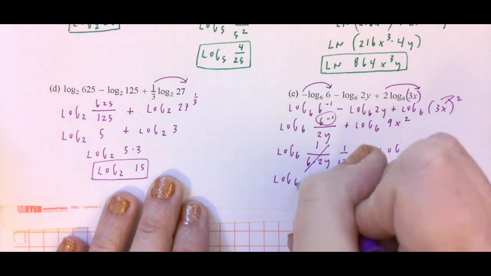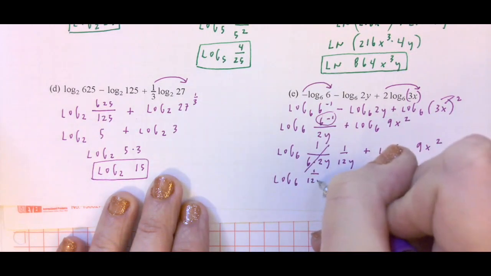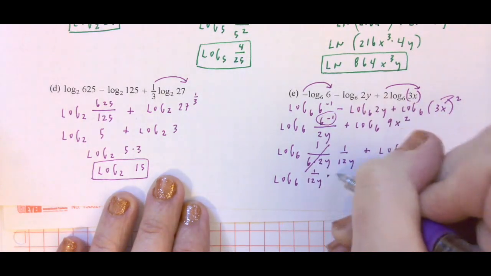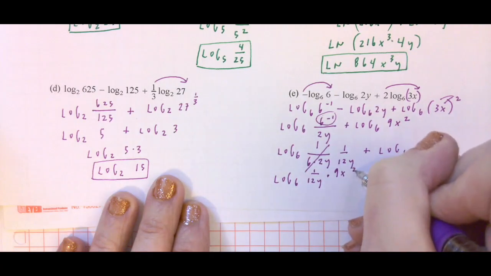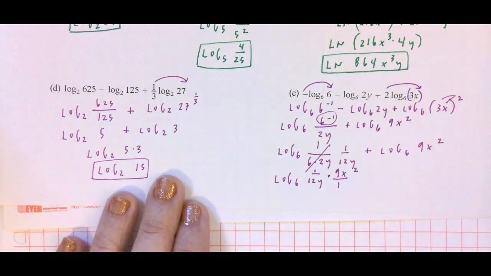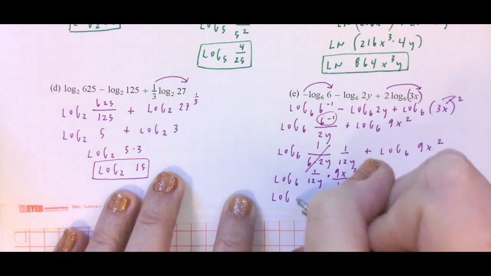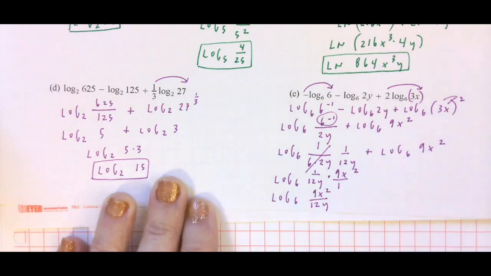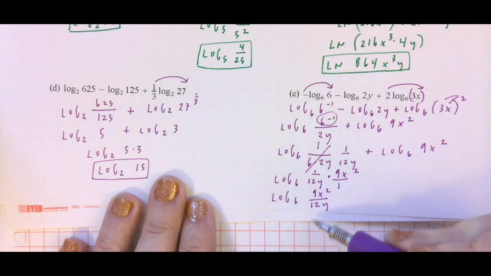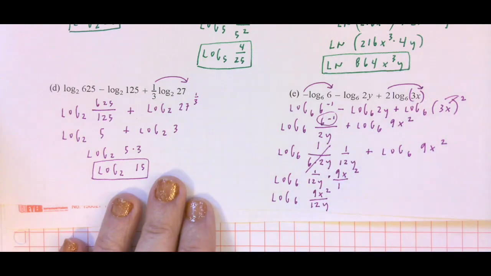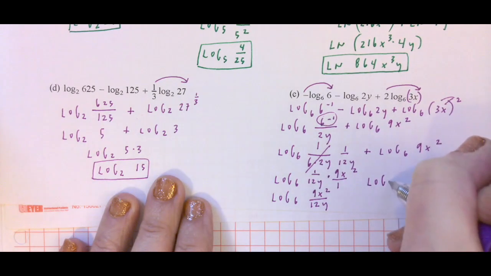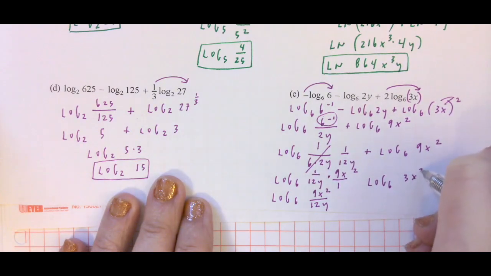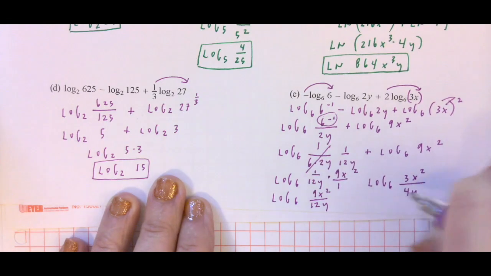Which becomes log base 6 of 1 over 12y. Since I'm adding them, I'm going to multiply the arguments, so times 9x squared, right? It's like it's over 1. So then I have log base 6 of 9x squared over 12y, and I can do one more thing. I can simplify the 9/12. That's going to become 3/4. So last step, final step of the day, log base 6 of 3x to the second power over 4y.